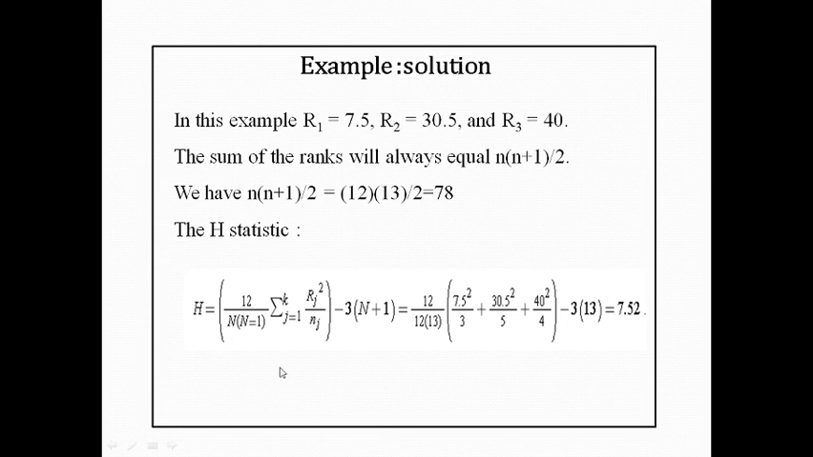So our test statistic is 12 upon n into n plus 1, sorry, here there is a print mistake, n into n plus 1 is there, times the summation over j equal to 1 to k of Rj square upon nj, minus 3 into n plus 1. So here 12 upon 12 into 13, then R1 square, 7.5 square, upon n1, which is 3, plus R2 square upon n2 plus R3 square upon n3. This gives our final test statistic of 7.52.